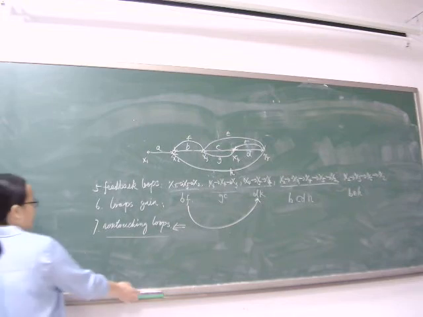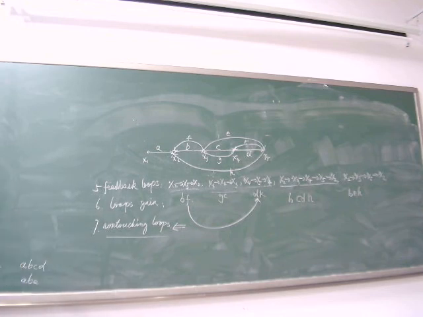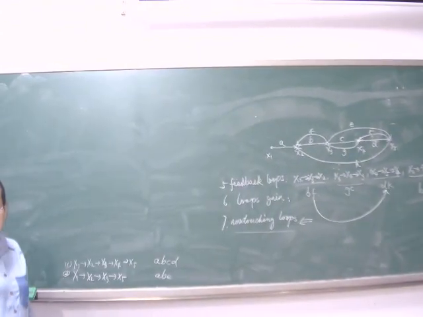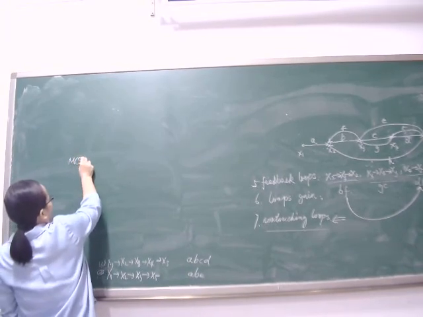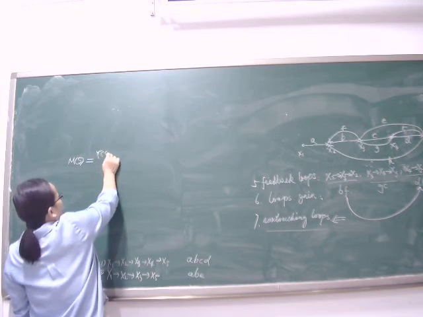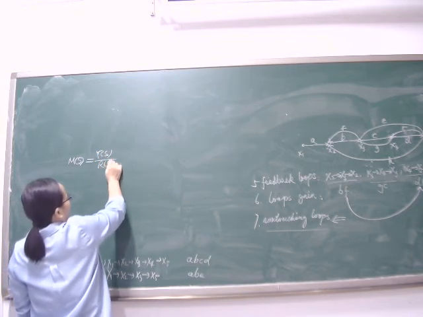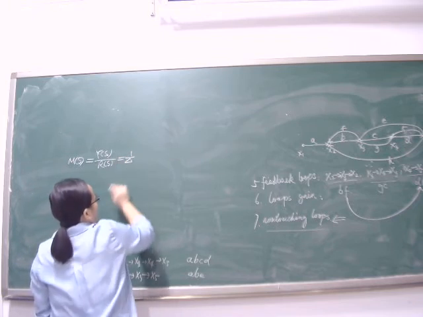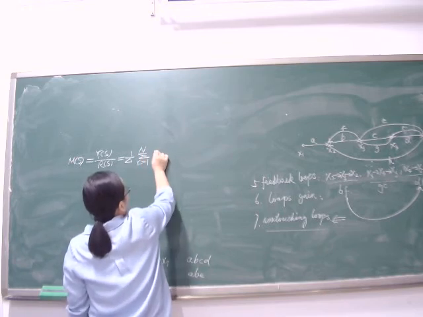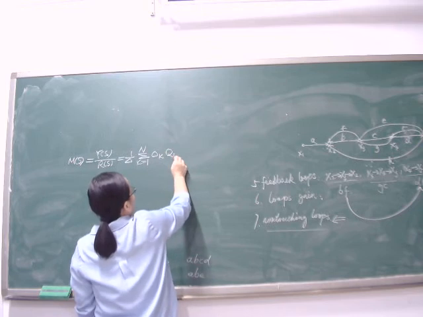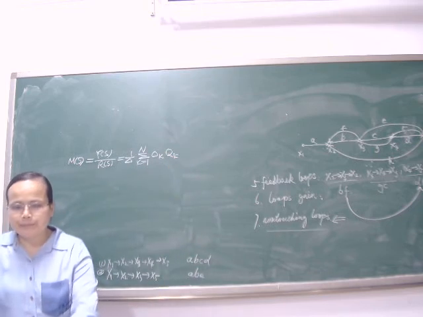Now, if this is no use, we will brush it and all the parts. We do this step by step, and we should remember this Mason formula, the gain formula: Y over R is equal to 1 over delta, sigma k from 1 to big N of P_k delta_k, where delta_k is the cofactor.